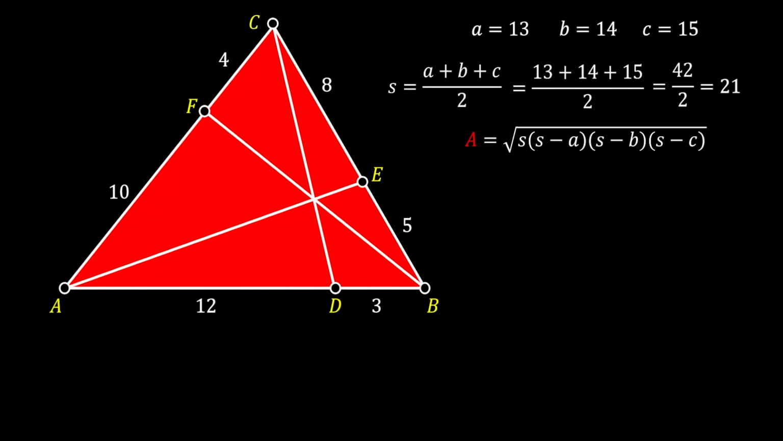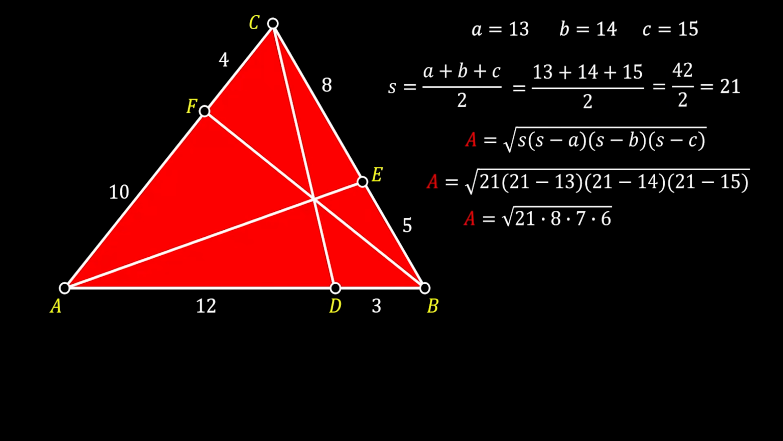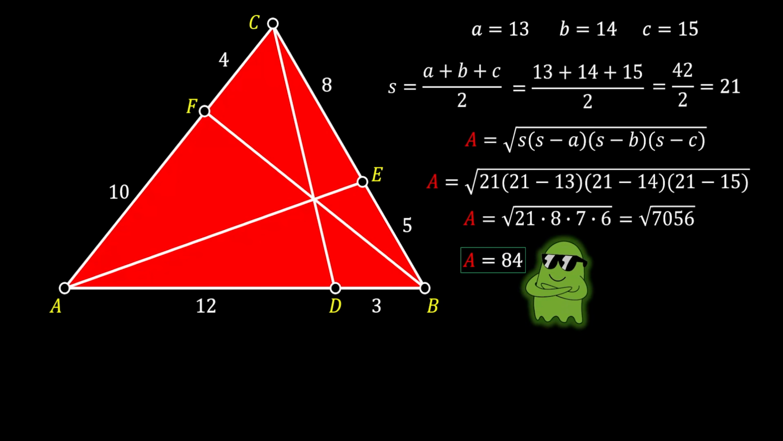Now, we can just take the values of a, b, c, and s and implement them into Heron's formula. And if we do this, we will get the following. Now, we will just do some basic calculations and simplify to get the square root of 7056, which is actually a really nice number, and we will get that our wanted area is 84 square units, and this is our solution. I hope you guys enjoyed this interesting and quick problem.